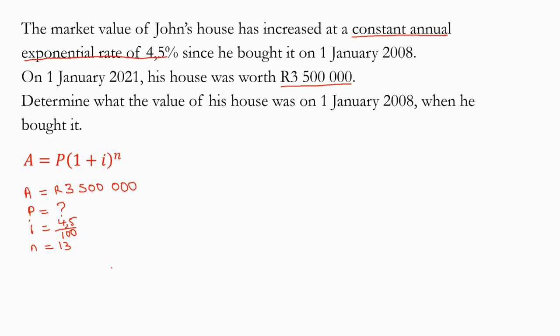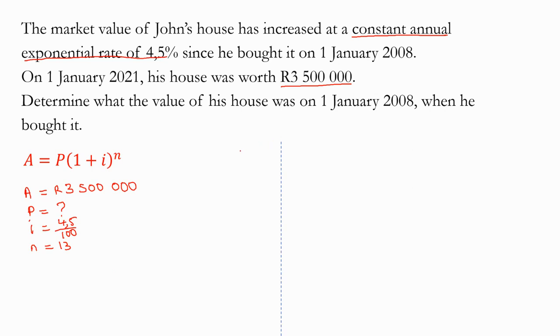Because let's say if it was compounded monthly, it was not going to be 13, it was going to be 13 times 12. If it was compounded quarterly, it was going to be 13 times 4. You see that? So here, interest is added once a year, so N becomes equivalent to the number of years because of that. Right, now we can substitute into our formula.